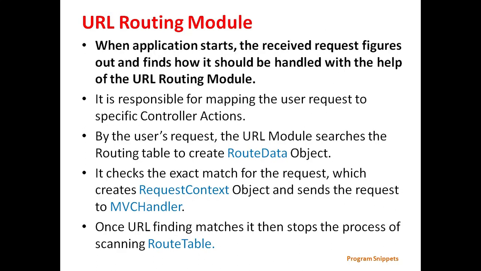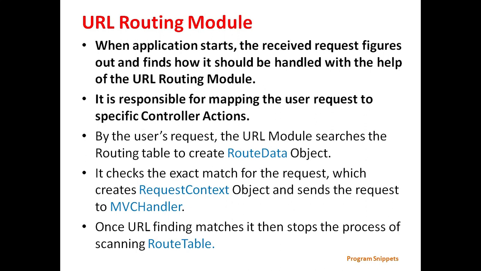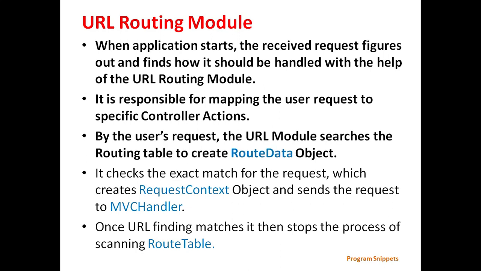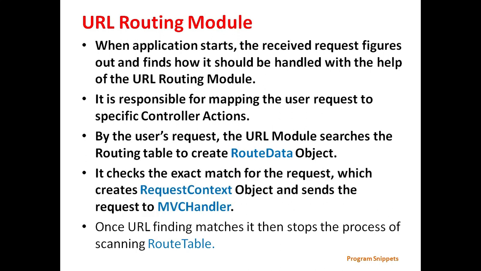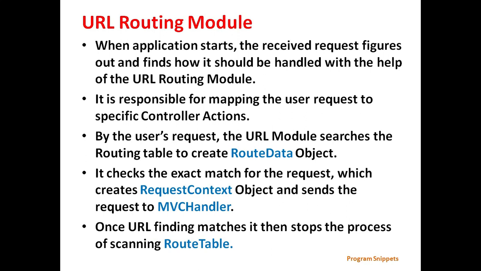When an application starts, the received request figures out and finds how it should be handled with the help of the URL routing module. It is responsible for mapping the user request to specific controller actions. By the user's request, the URL module searches the routing table to create a route data object. It checks the exact match for the request, which creates a request context object and sends the request to the MVC handler. Once the URL finding matches, it then stops the process of scanning route data.